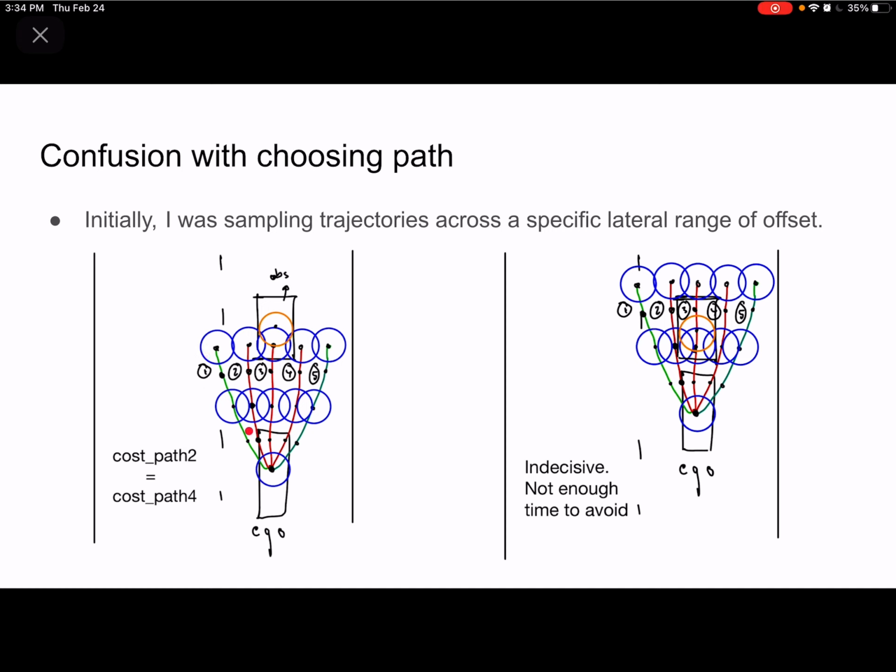So one time the car will be like, oh I'll go to 1, again it will be like, oh I'll go to 5, 1, 5, 1, 5. By the time it makes some decision, it's already quite close, and because of its indecisiveness, it collides.